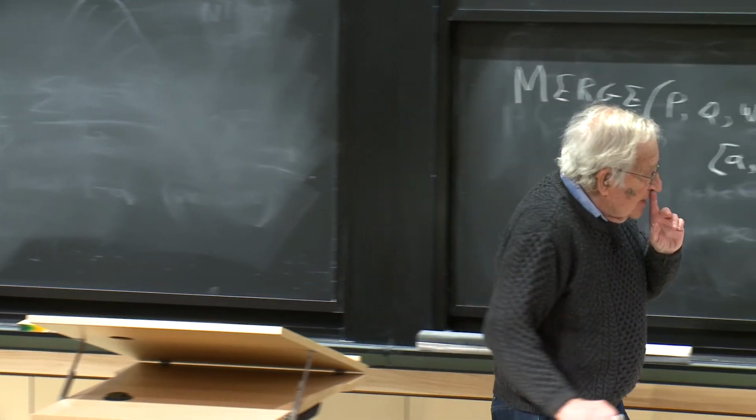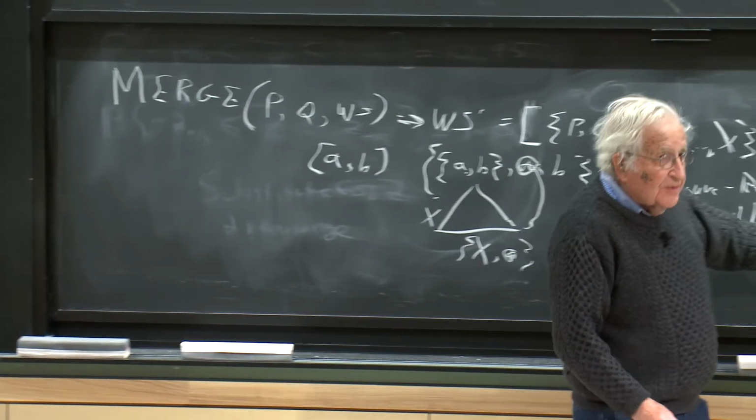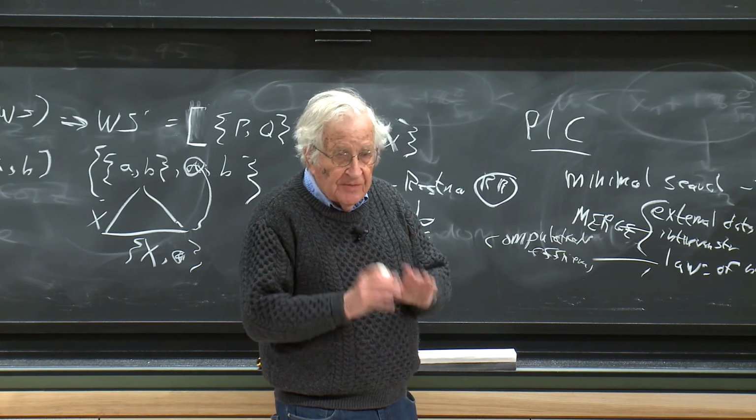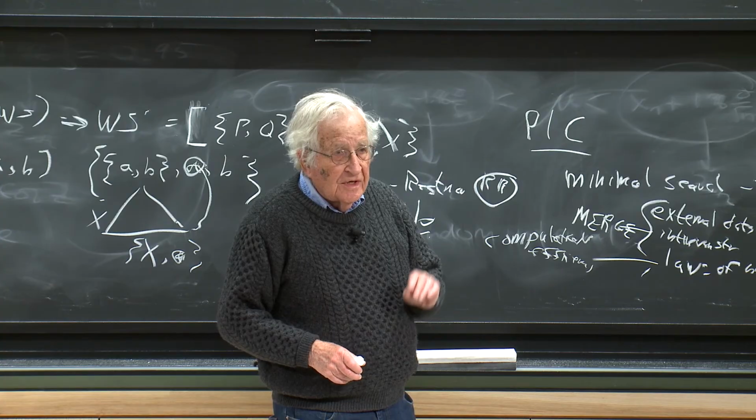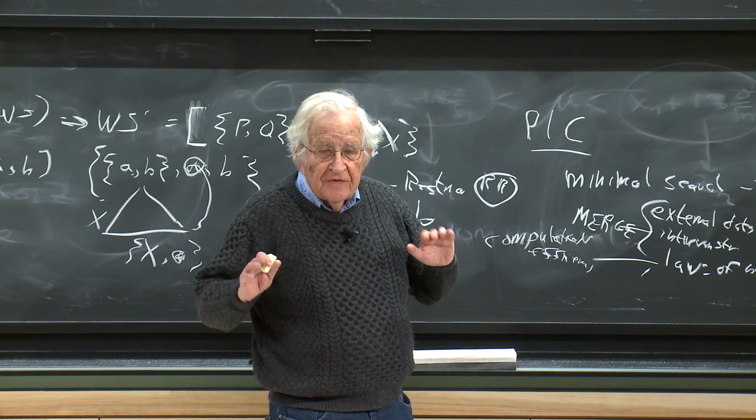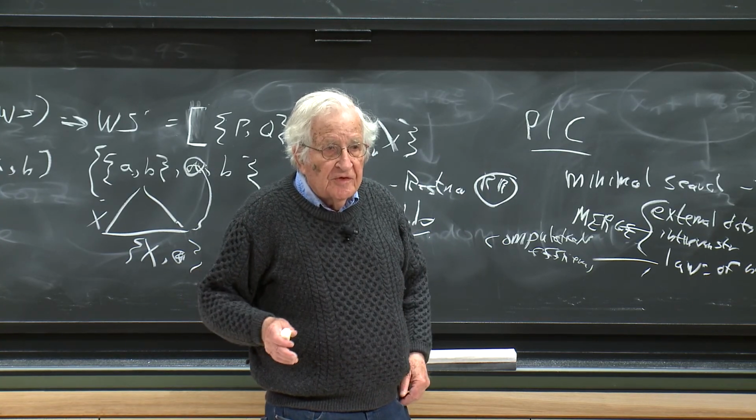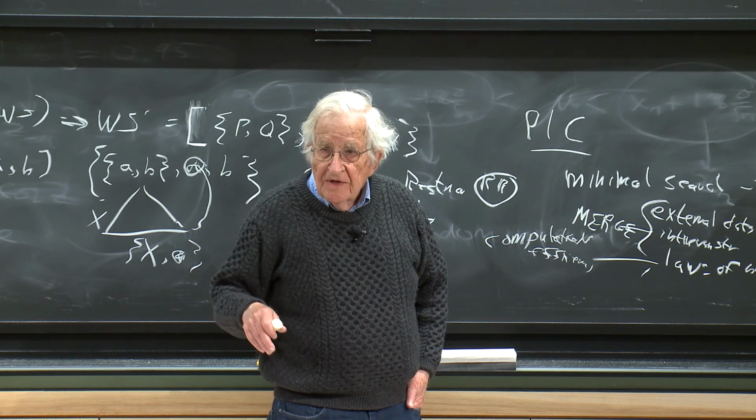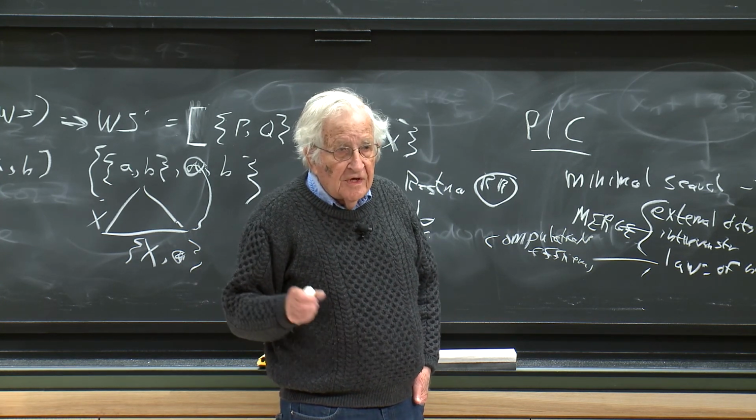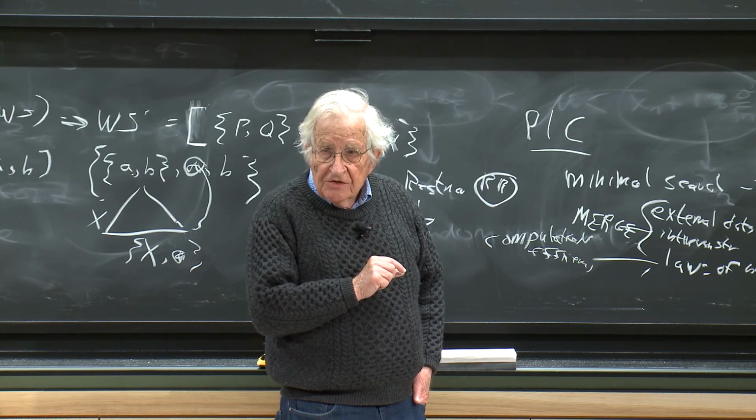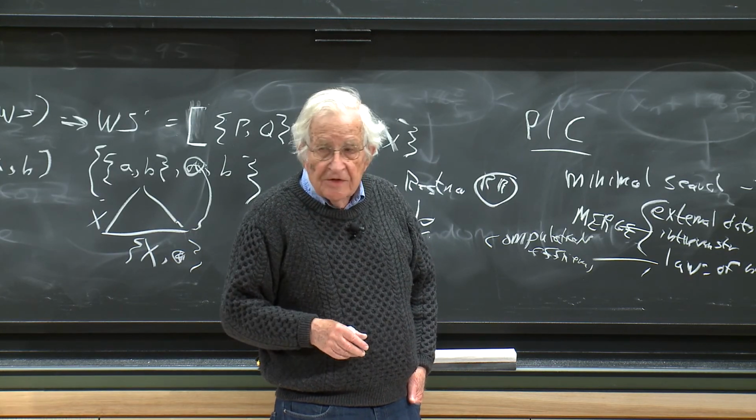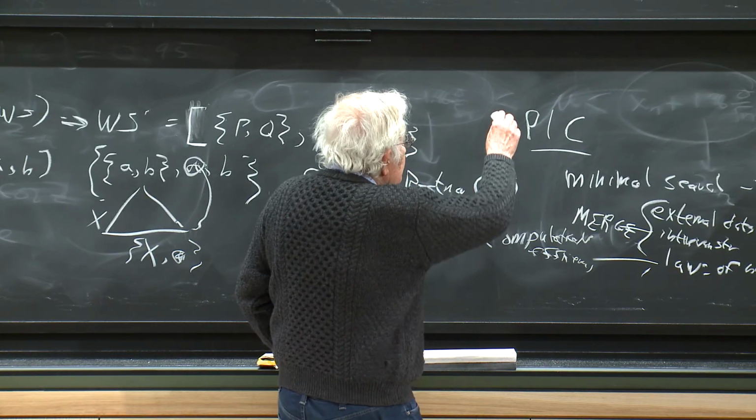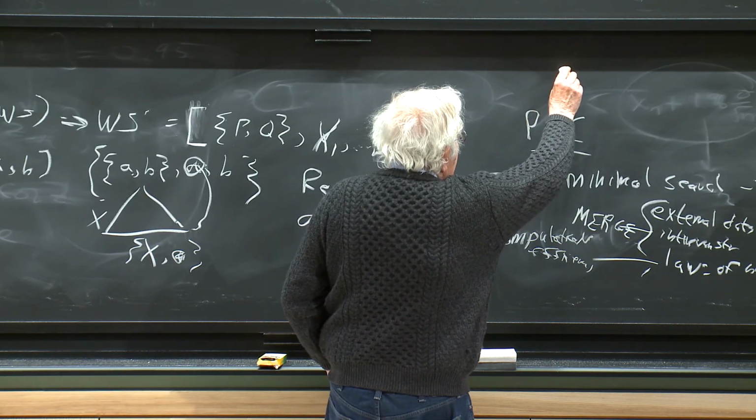But one principle that we're going to expect for many reasons is computational efficiency. Minimal search is the strongest form of computational efficiency. Search as little as possible. And there is a case of restricting accessibility that we're familiar with, which reduces to minimal search. That's the case of successive cyclic movement.